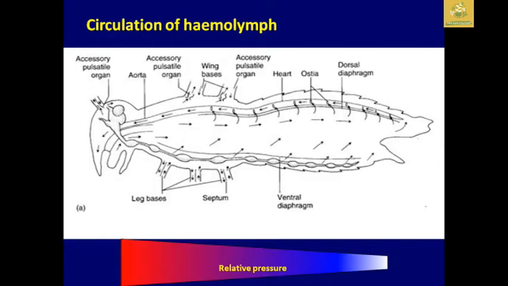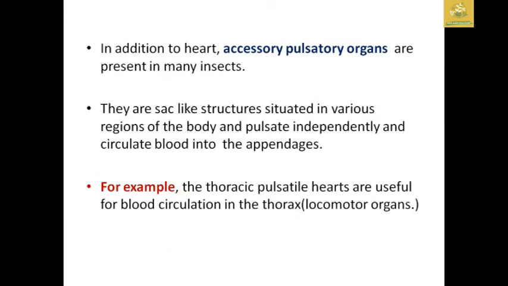So now you can see the understanding. At first the blood enters into the ostia, which is the heart, as well as the aorta, which is the dorsal system, and where the blood enters, it goes forward, and after that it again goes back into the ventral diaphragm, and the blood circulation is said to be all around the insect body. So the relative pressure is said to be higher in the head part, and it becomes lower going to the lower part.